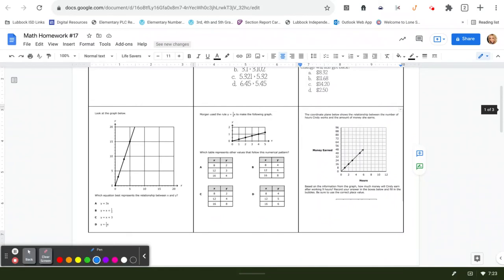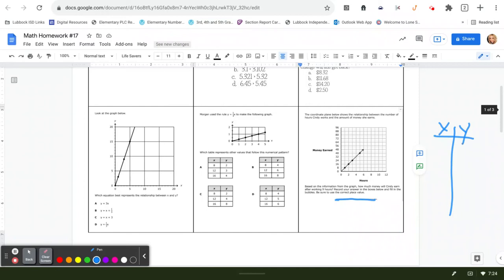The coordinate plane below shows the relationship between the number of hours Cindy worked and the amount of money she earns. Based on the information from the graph, how much money will Cindy earn after working 9 hours? Record your answer in the boxes below. I took that off because we don't need to grid it. The first thing you need to do is make your input-output table. You can number this.